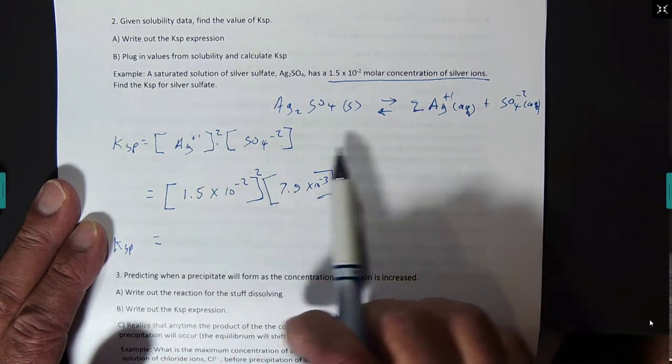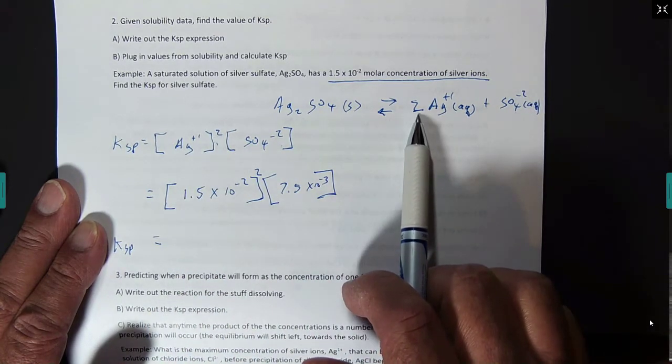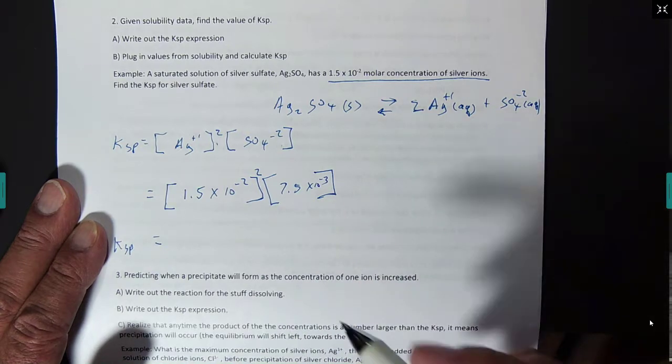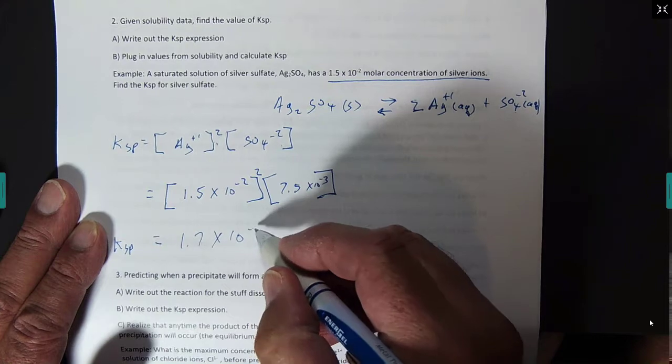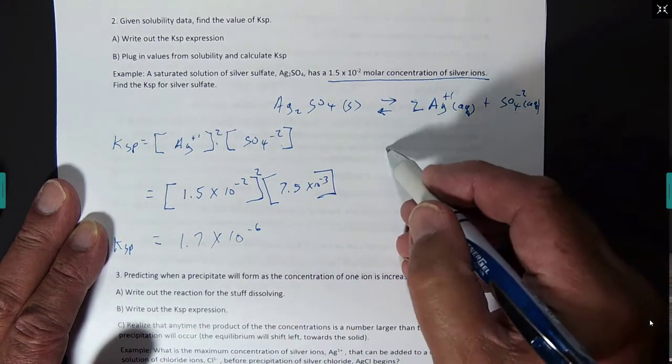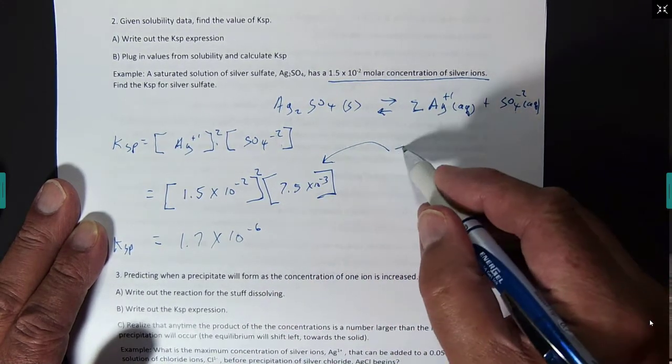Again, that 2 is coming from there. So you crunch these out. It's 1.7 times. Now, if you're wondering how did I know that count?